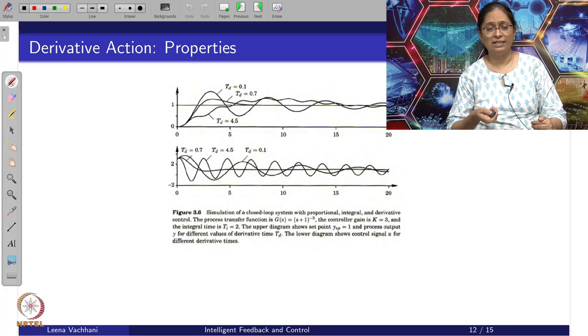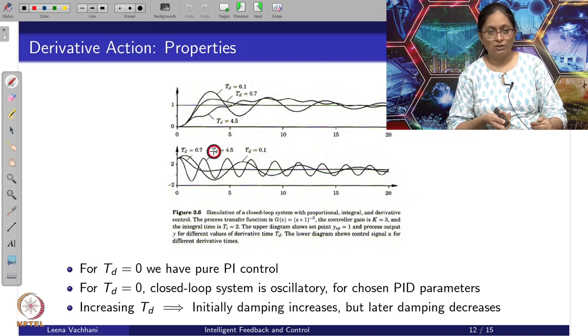So there is an upper value of TD for which the system is going to behave well for a particular proportional and integral constant. So there is a further reduction in the settling time possible with the introduction of derivative action. This is exactly what I just said: increasing TD initially gives increased damping, but later damping decreases, and then the system response is no longer a sinusoid, but rather is more oscillatory even while approaching the final value.